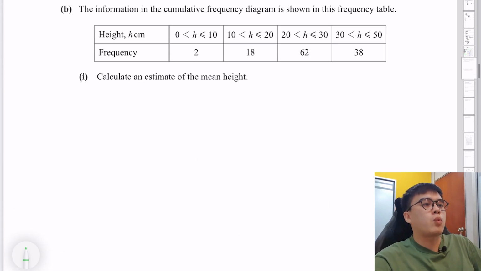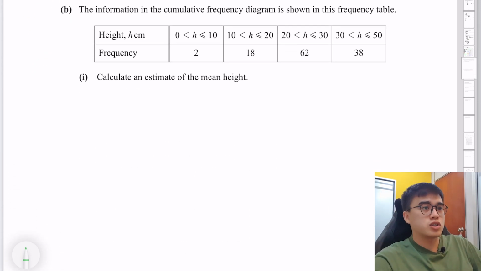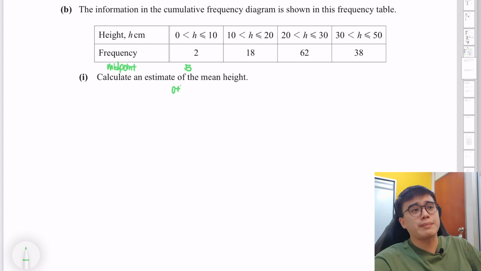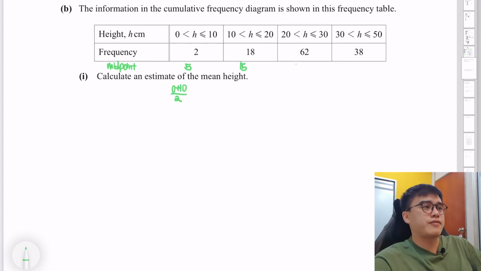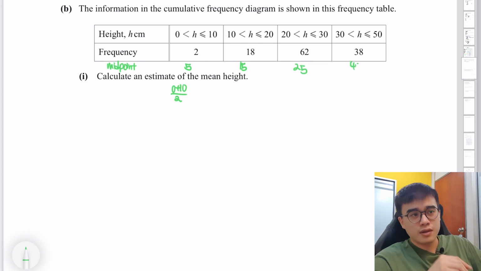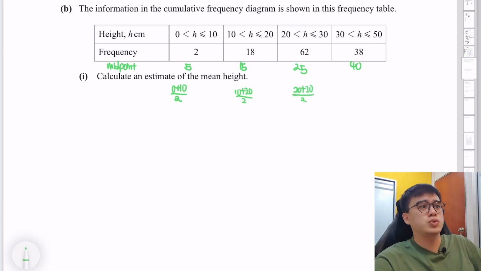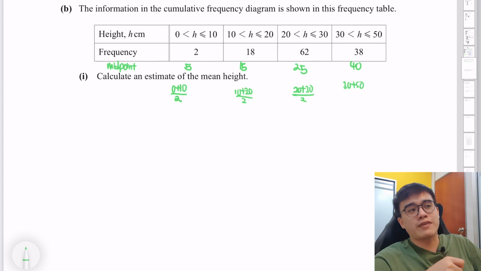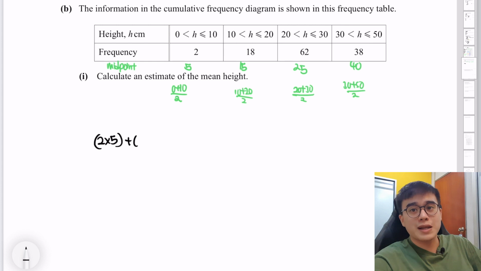As for part B, number 1, they're looking for the mean here. To make this calculation possible, you're required to take the class intervals that were given to us and find their midpoints first. So the respective midpoints are 5, 15, 25, and 40. For those wondering how I calculate this, it is by taking the values in the class interval, 0 plus 10 divided by 2, followed by 10 plus 20 divided by 2, 20 plus 30 divided by 2, and 30 plus 50 divided by 2.